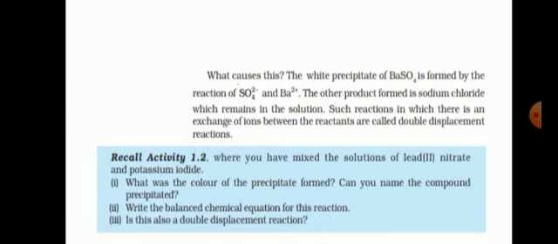The other product formed is your sodium chloride. So other than your barium sulfate, we have another product in this equation, that is your sodium chloride, which remains in the solution. The precipitate which is solid in state is your barium sulfate, but the sodium chloride remains in the solution itself as it is liquid, as it gets mixed with the solution. Such reactions in which there is an exchange of ions between the reactants are called double displacement reactions.